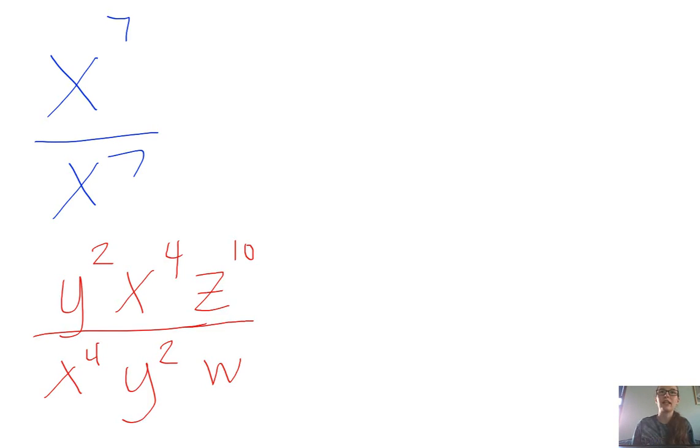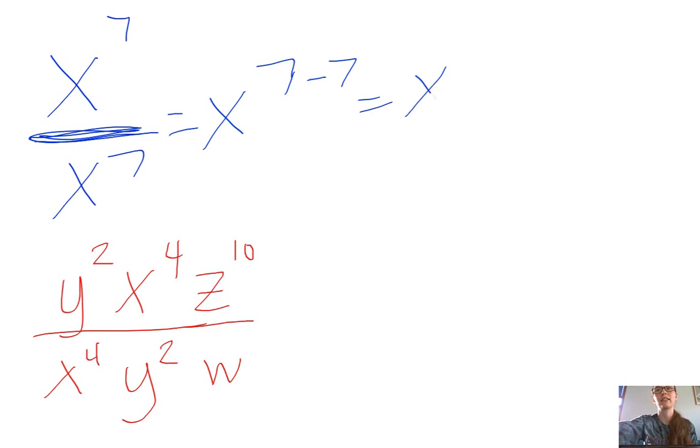In blue, we have x to the 7th power divided by x to the 7th power. Since we have division, that tells me I should use the quotient rule. And the quotient rule tells me let's subtract the exponents, which gets me x to the 0 power.